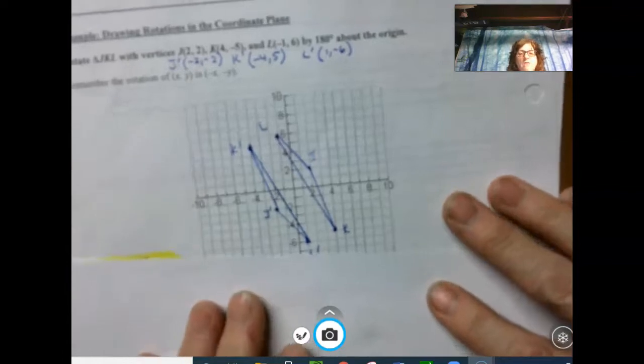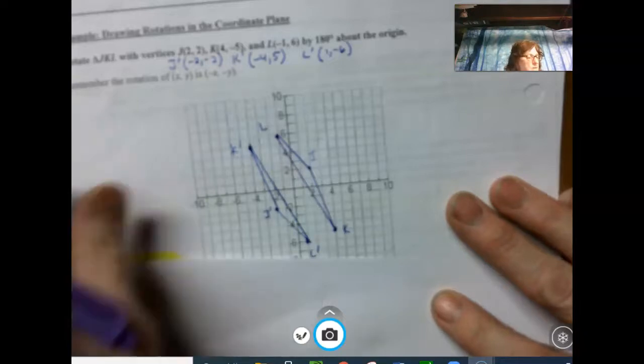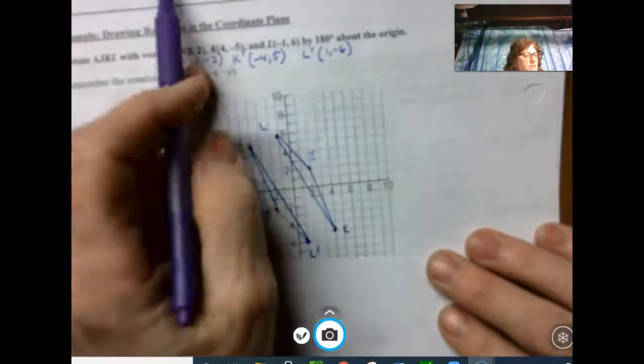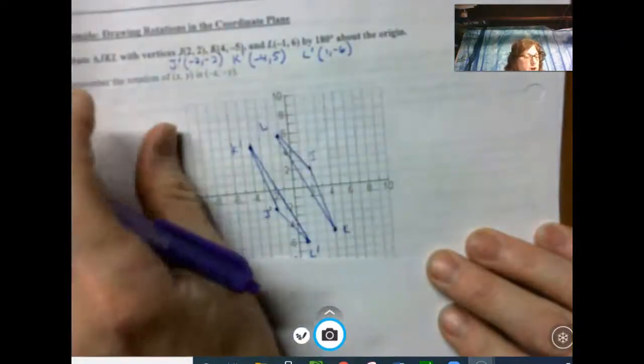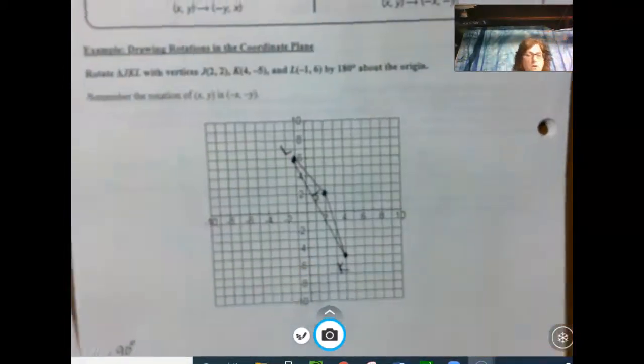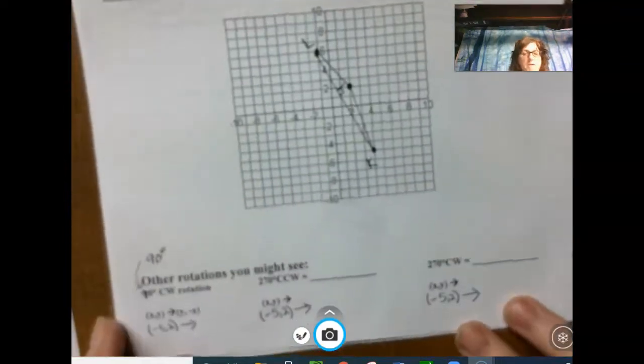So hopefully yours looks like mine, and you have all your proper notations. Now, again, as I said, we had 90 degrees and 180 degrees counterclockwise about the origin, but you might also be asked to do other rotations. So I just want to go over those rules with you. If you take a look at the bottom of your page here.